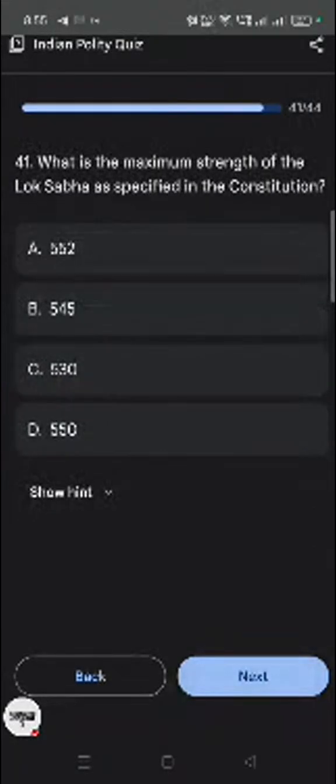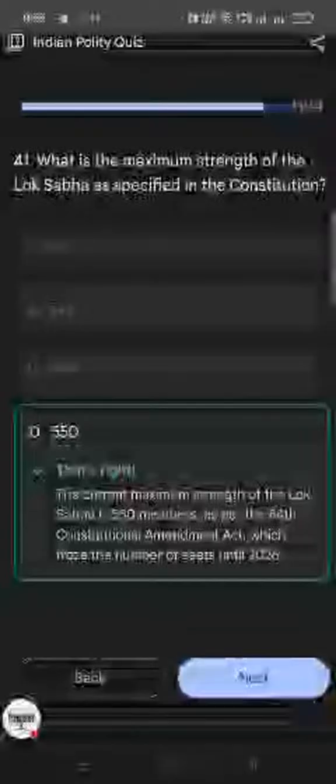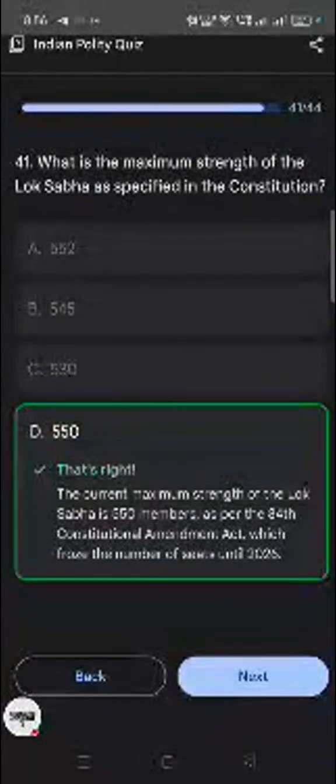What is the maximum strength of the Lok Sabha specified in the Constitution? The maximum strength of the Lok Sabha, as per the 84th Constitutional Amendment Act, freezes the number of seats based on the census.